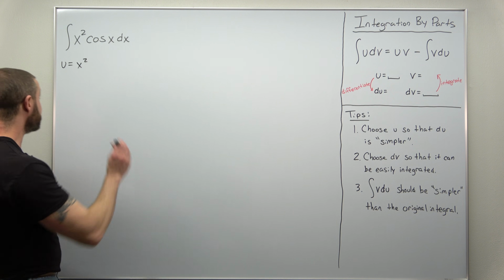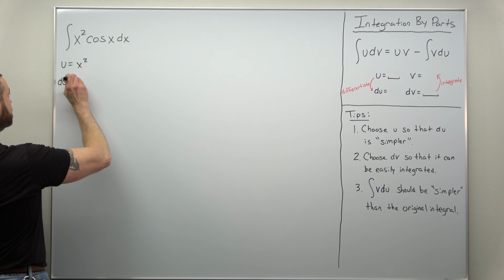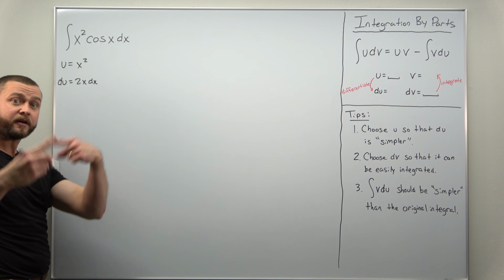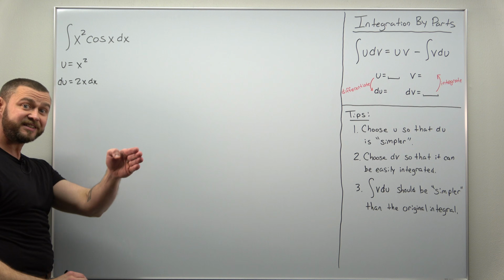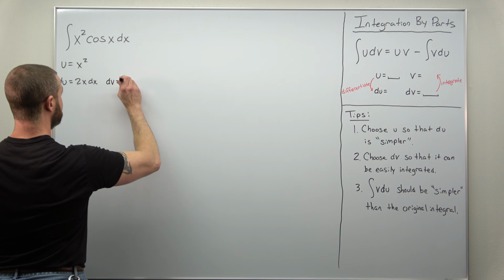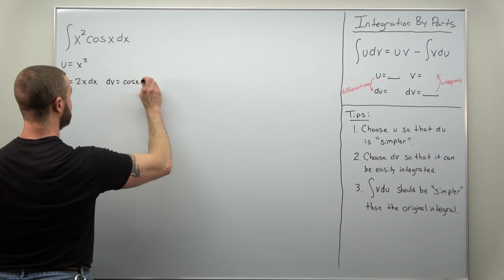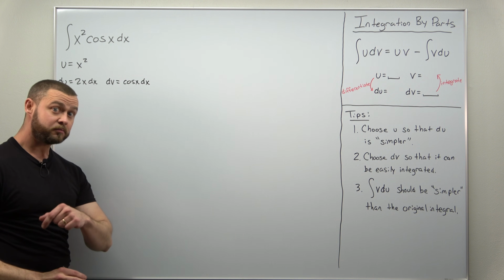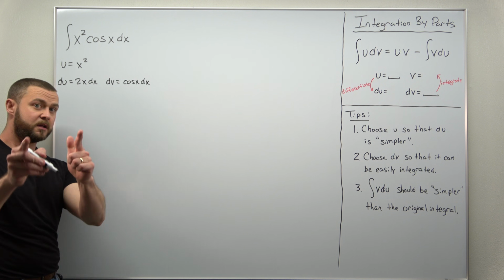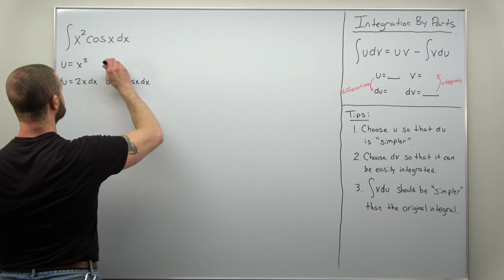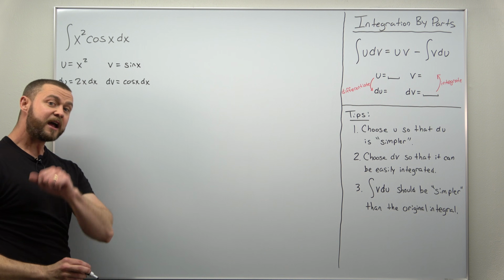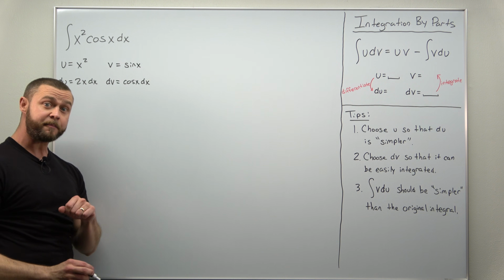All right, du then comes out to 2x dx. And with u as x squared, everything else, cosine of x dx, that's dv. So dv, cosine of x dx. And now we integrate or find an antiderivative to get v. An antiderivative for cosine is just sine of x. All right, we have everything that we need to plug this into the integration by parts formula.